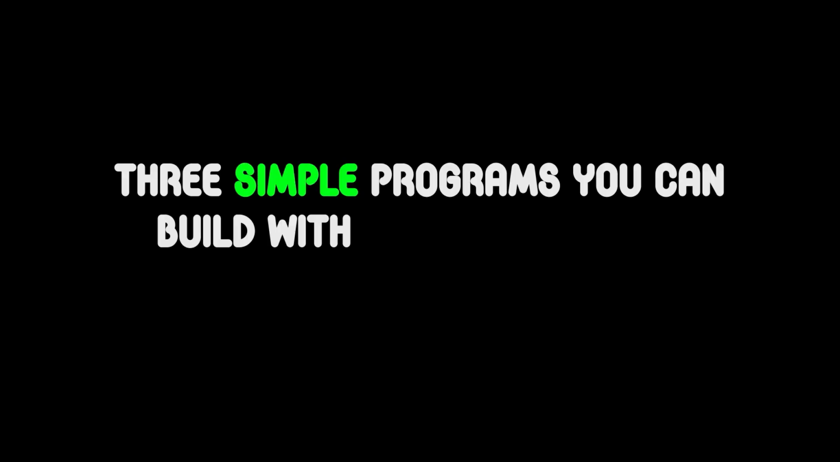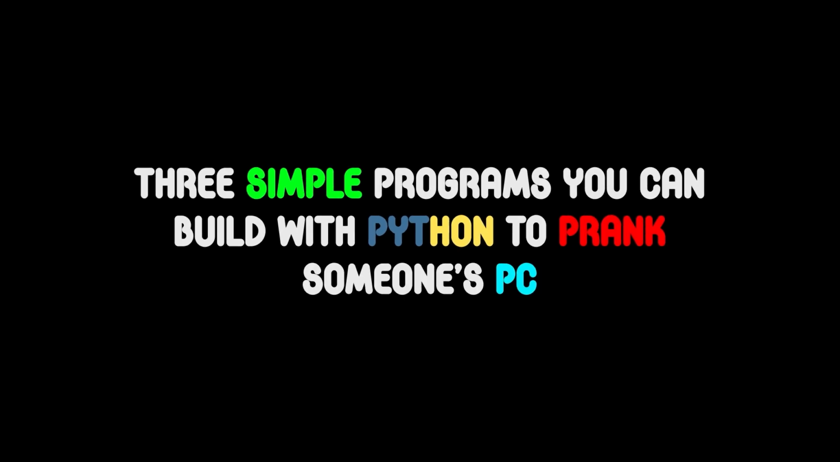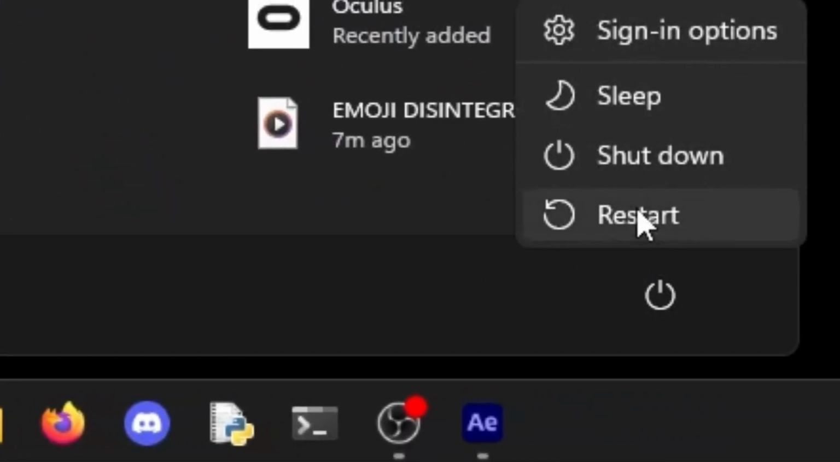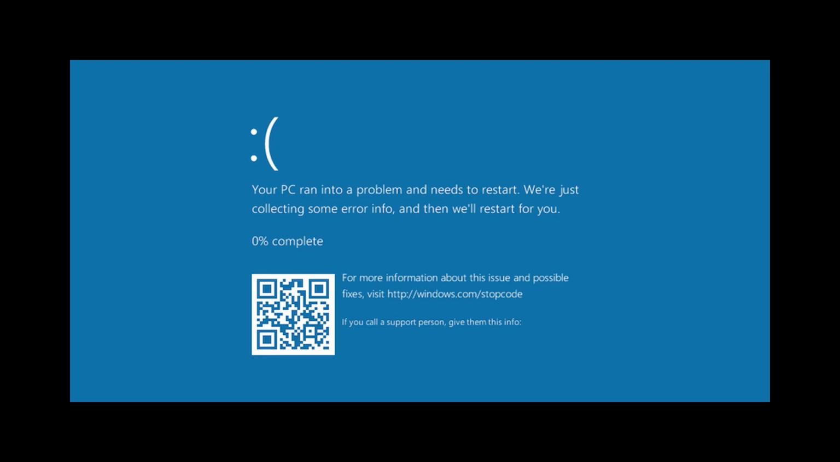In this video I will show you 3 simple programs you can build with Python to prank someone's PC, with their permission obviously. The first 2 programs are going to crash or prank your friend's PC and you can just fix it with a restart. But the third method is going to crash the PC again and again and again. Even after you restart the PC, it won't be able to run calculator.exe before it crashes again.